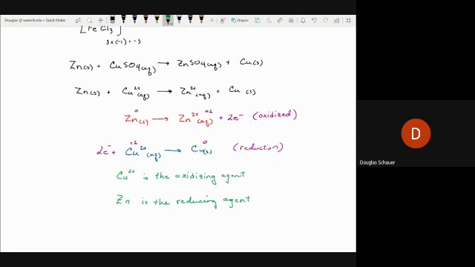Okay. So, are there any questions on how we assign oxidation numbers? Okay. And what's important to me here is that you be able to look at a reaction, break it up into the two half reactions, and identify what's being oxidized and what is being reduced.